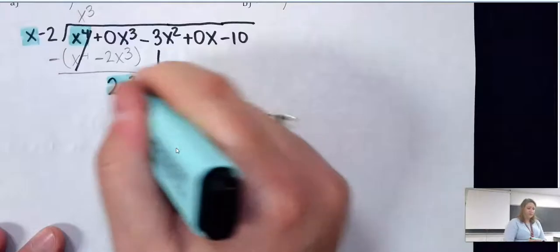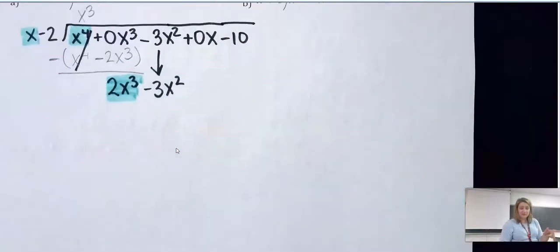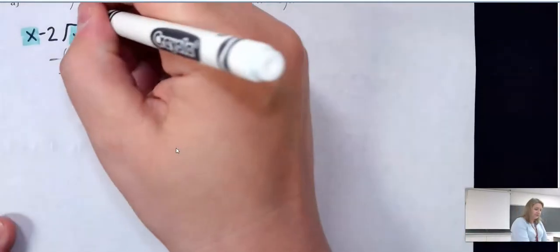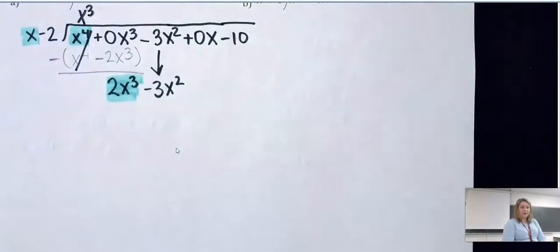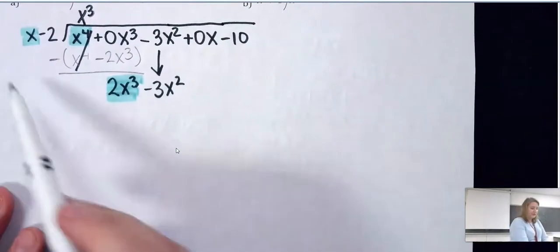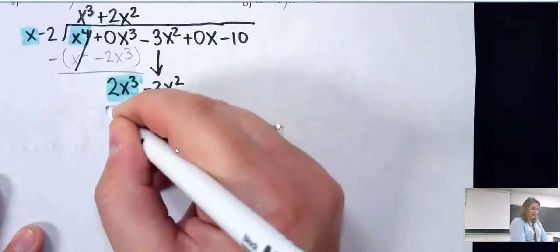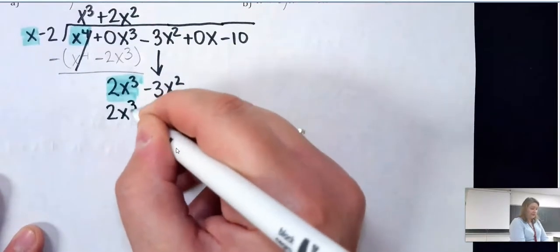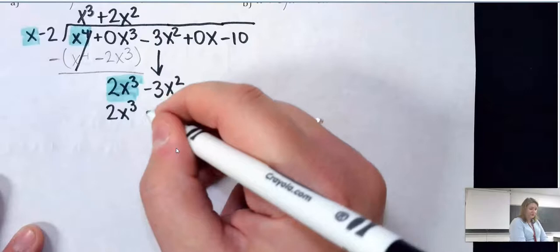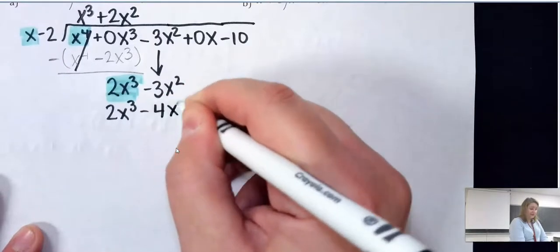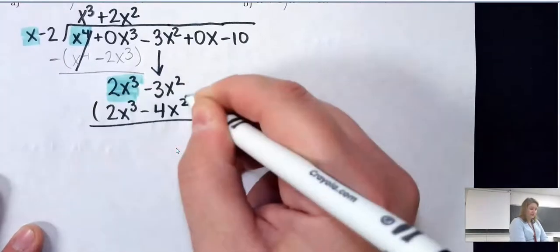I've got to figure out what to multiply x by to get 2x to the third. I'm going to go back over this with my marker real quick so it looks the same. Okay, now, to do that, I've got to have 2x squared. Multiply that, we're going to get 2x cubed, and 2x squared times negative 2x is going to be negative 4x squared. We're going to subtract here.